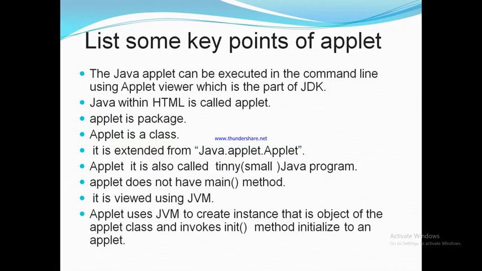And let's see some key points of applets. A Java applet can be executed on the command line using appletviewer, which is part of the JDK. JDK means Java Development Kit, and Java within HTML is called an applet. It means in HTML code we call a Java code, another piece of code written in Java that is embedded into the HTML code. Applet is a package and applet is a class.